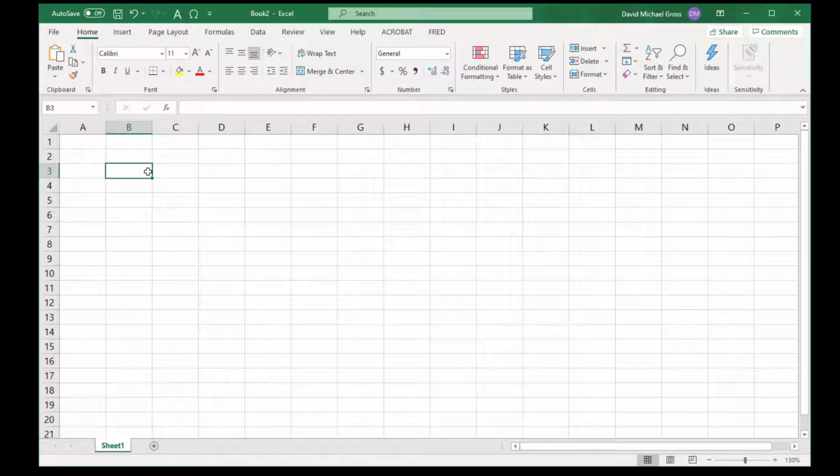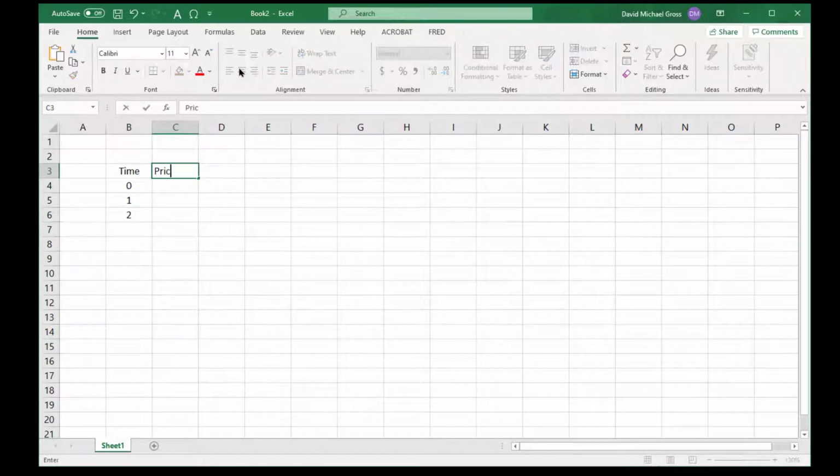Okay, so let's enter our data. I have my different time periods. I have time 0, I have time 1, and I have time 2. We'll center that. And then I have my prices at the different times. And I have 3 prices. I start at 100, I go to 80, and then I go back to 100. So those are my 3 different prices.